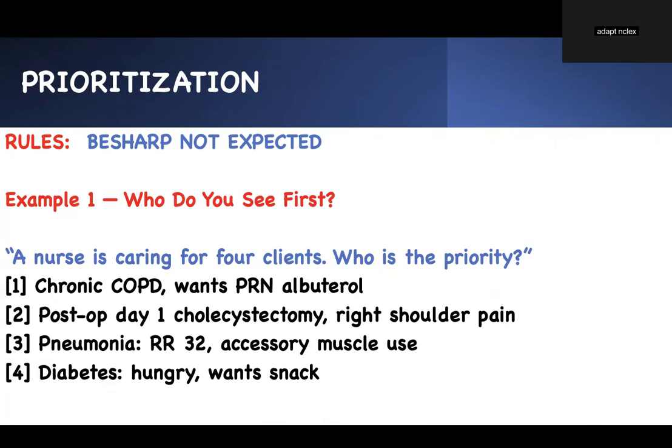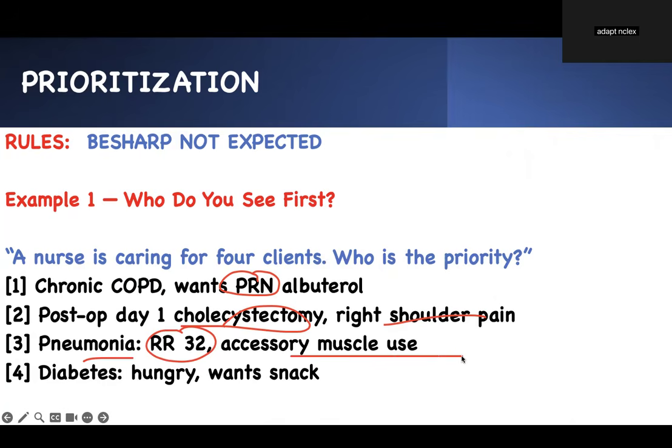Well, not an expected finding, but something that is part of the B SHARP. You have chronic COPD, and you're requesting albuterol. What kind of albuterol? PRN. You should be good, right? Cholecystectomy. Well, I expect you to have pain. What kind of pain? Right shoulder pain. I ignore you. You have pneumonia. You're breathing too fast, and you're using accessory muscles.